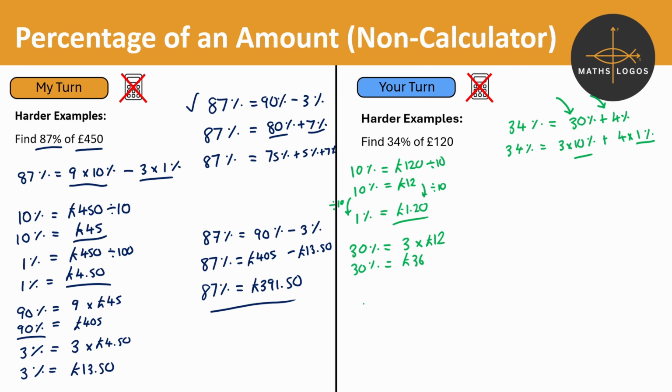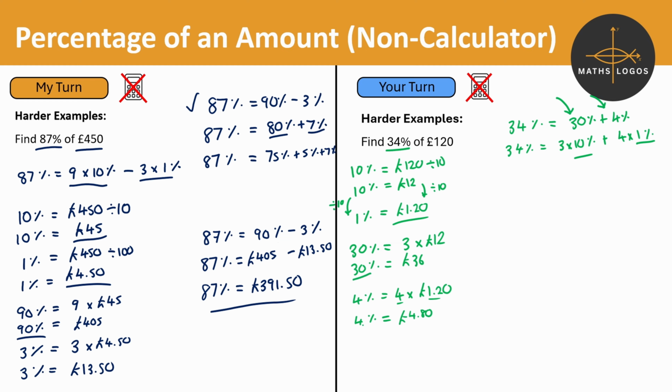And 4% is going to be 4 lots of 1%. So 4 lots of £1.20. Again, we can use a little bit of common sense and related calculations. Do 4 multiplied by 12 to give you 48. And then use a bit of common sense to know that 4 times £1.20 is not going to be £48, but £4.80. So my 4% is £4.80.